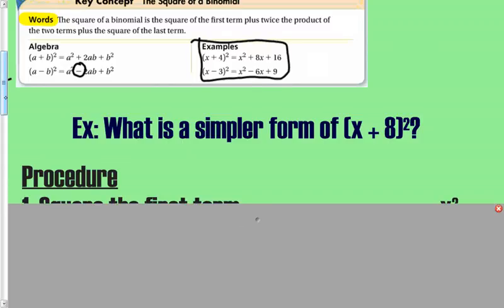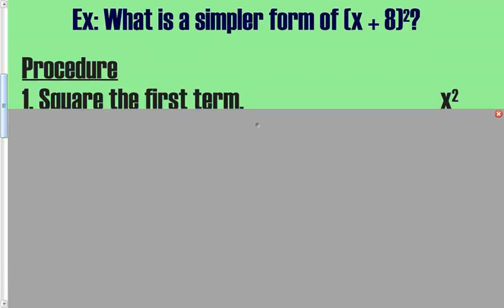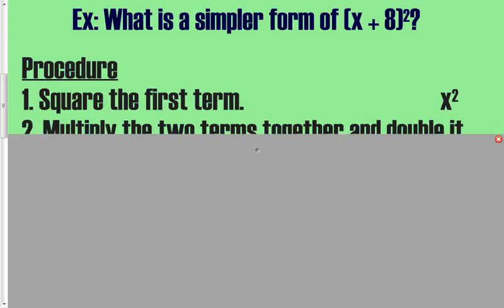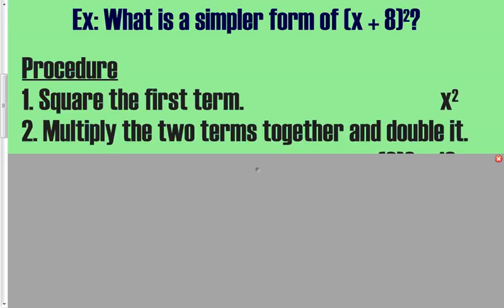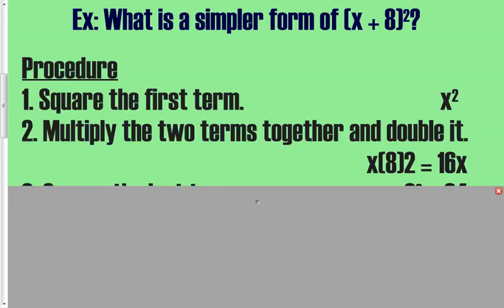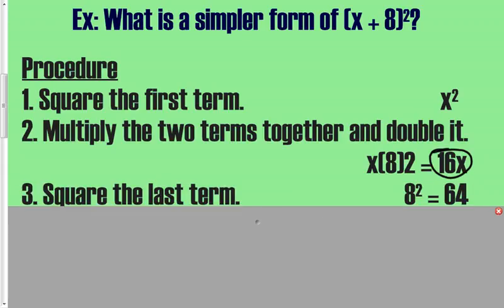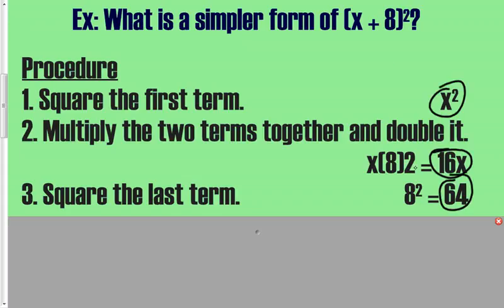It may be worth writing down the procedures when you're squaring things. Square the first term. We said to do that. So x is the first term, that's x squared. Then multiply the two terms and double it. So x times 8 would be 8x, and if you double it, it would be 16x. So that's where we get the 16x there. And the last step is to square the last term. So 8 squared is 64. So here we got x squared, 16x, and 64.